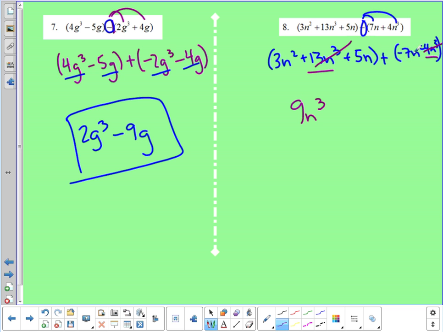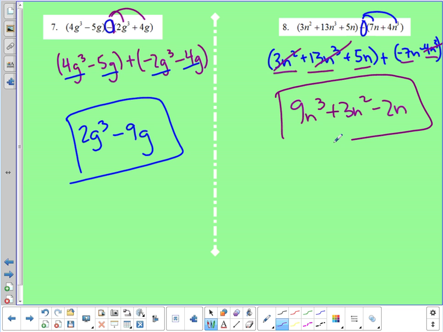Done with those. Then I have this n squared that's by itself, so plus 3n squared. Done with that. Then I have the n terms. 5 minus 7 is negative 2n. And there is my sum.